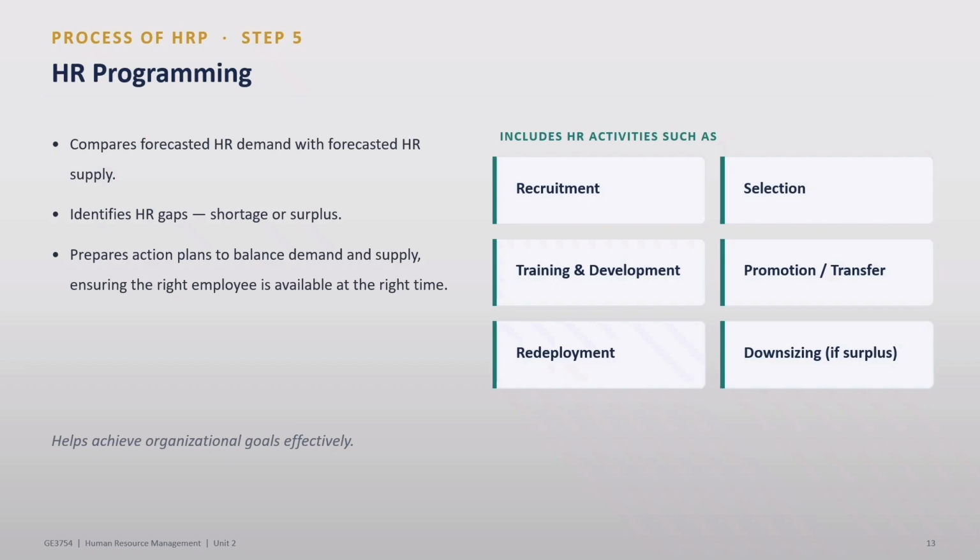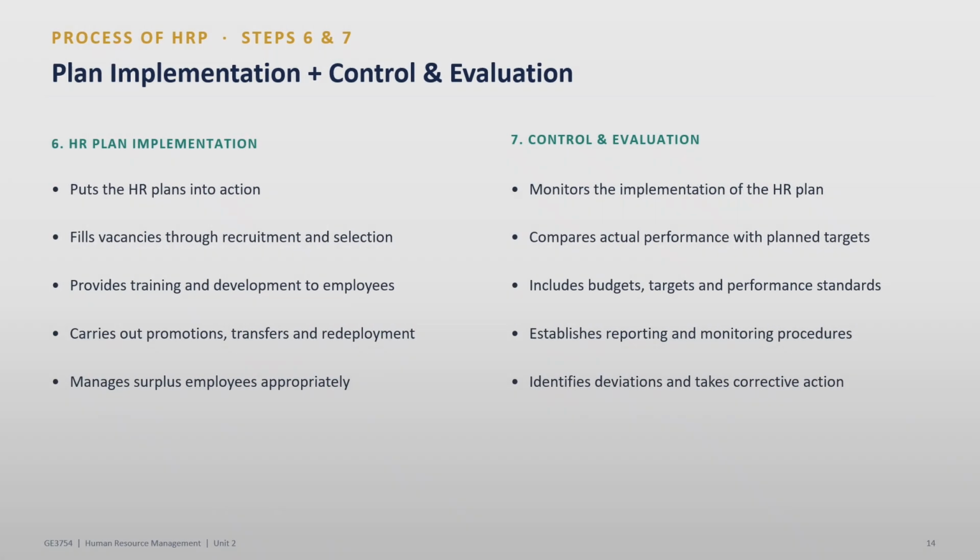The main objective is to ensure that the right employees are available at the right time and the organization can achieve its objectives effectively. The next, sixth step is plan implementation. After completing the planning and identifying the HR requirements, the organization has to put the HR plan into action. This includes filling vacancies through recruitment and selection, providing training and development, and carrying out promotions and transfers whenever the right employee is required.